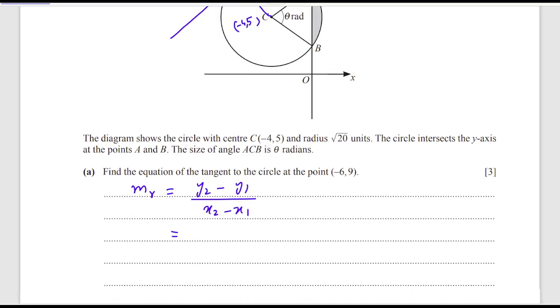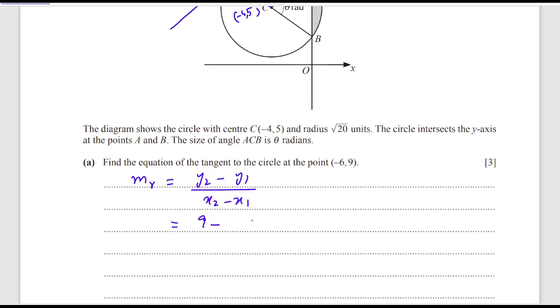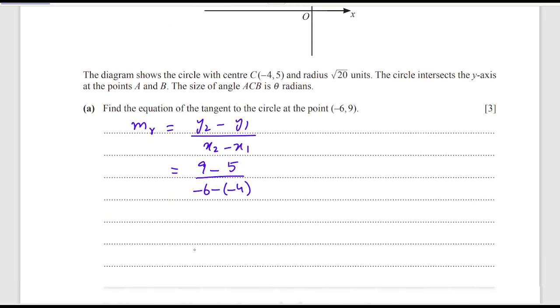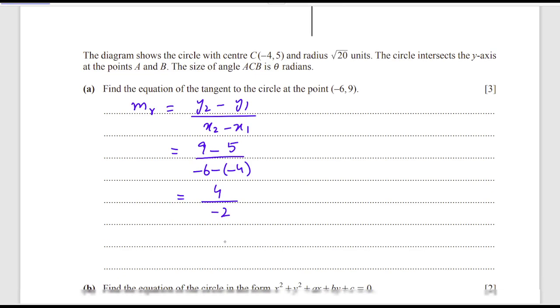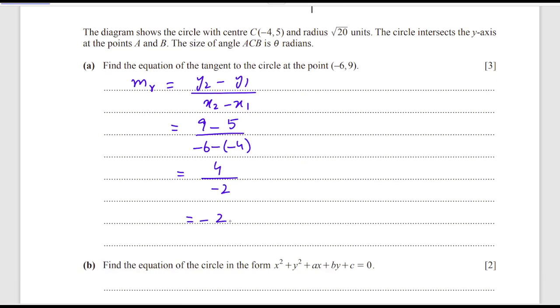y2 is 9, y1 is 5. Use the coordinates of the center and the point (-6, 9) as (x1, y1) and (x2, y2). The gradient is (y2 minus y1) divided by (x2 minus x1), which equals 9 minus 5 is 4, divided by -2, which equals -2.